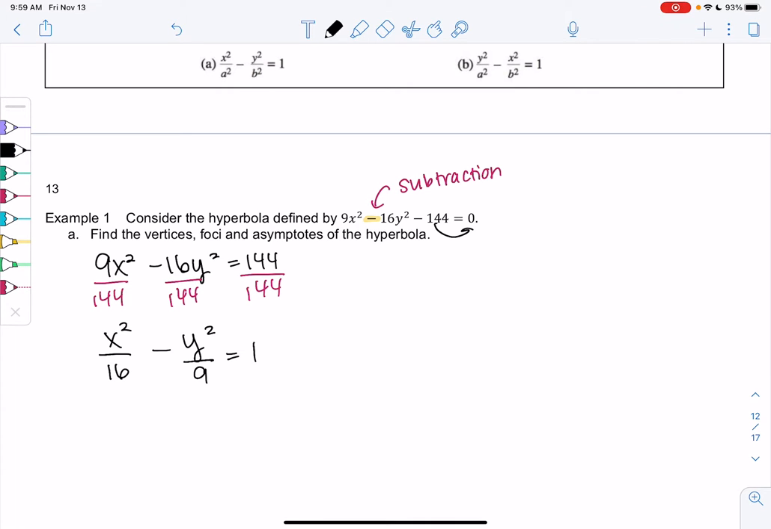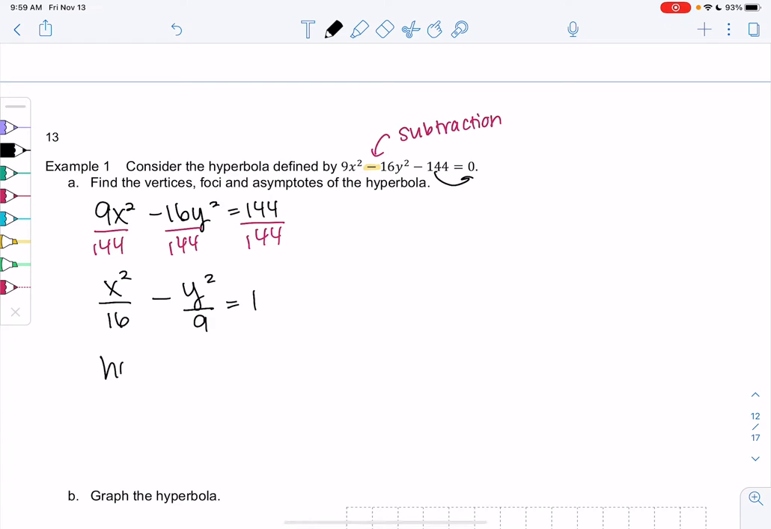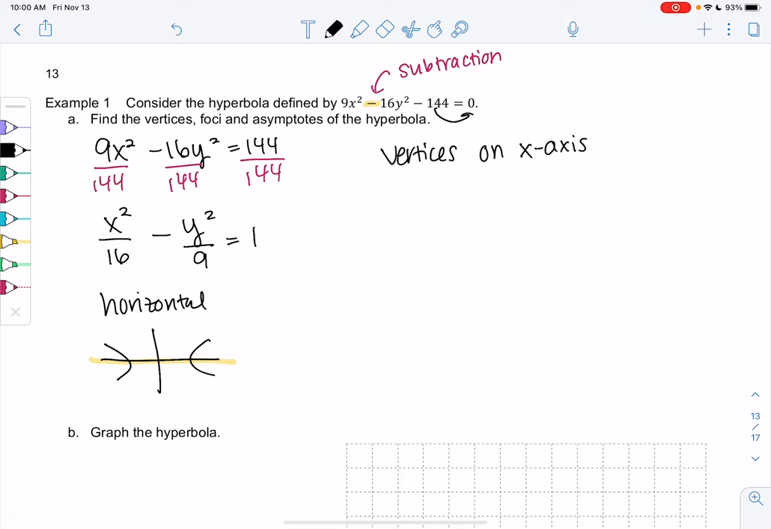This will be horizontal because x squared comes first, which just tells me everything is on the x-axis and we get sideways hyperbolas. So let's see if we can find the vertices, foci, and asymptotes. For the vertices, everything will be on the x-axis for horizontal. So vertices are at a, and since they're on the x-axis, they'll be at plus or minus a, 0, their x values. And a will be 4, because we have 16, so 4 squared is 16. So our vertices are at (4, 0) and (negative 4, 0).